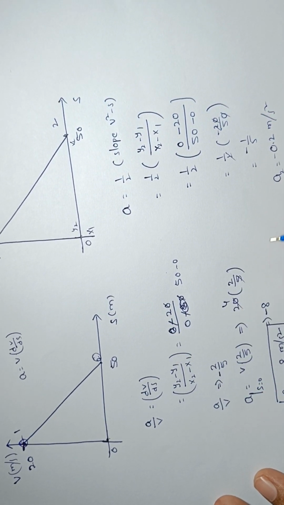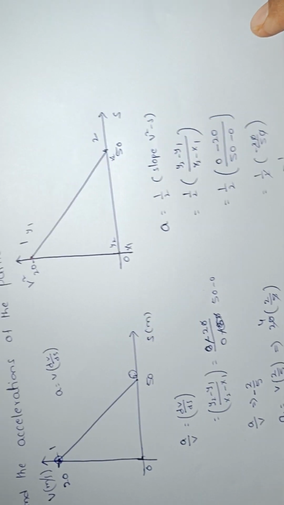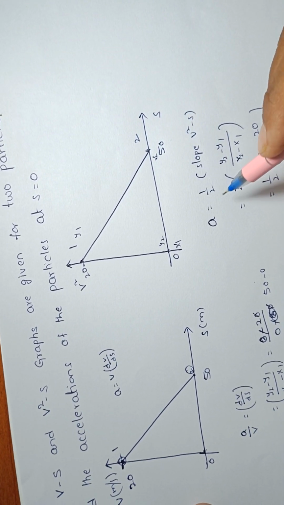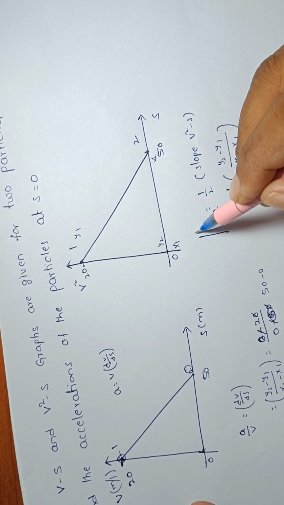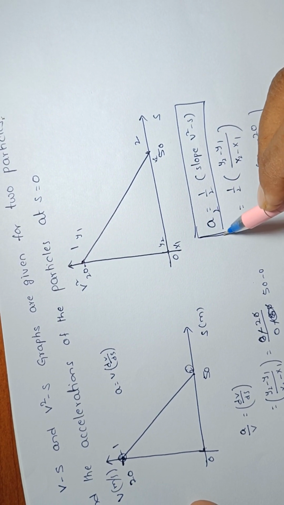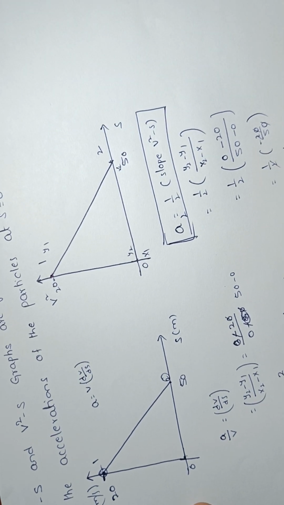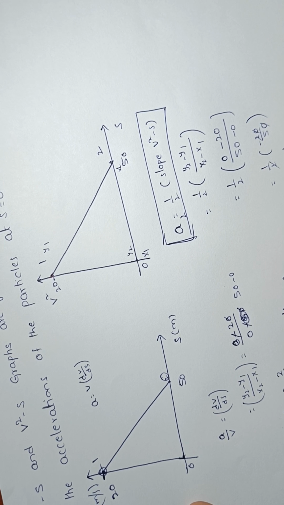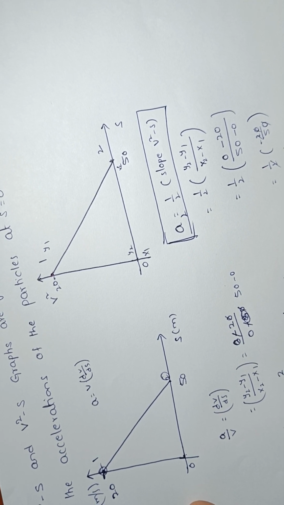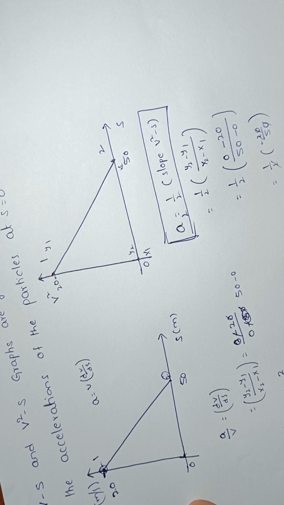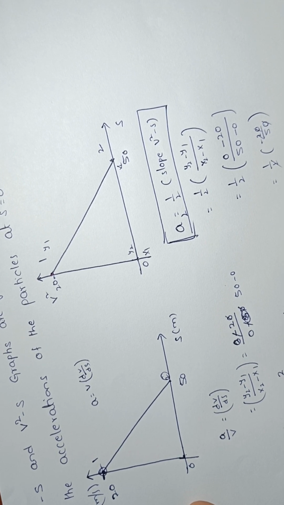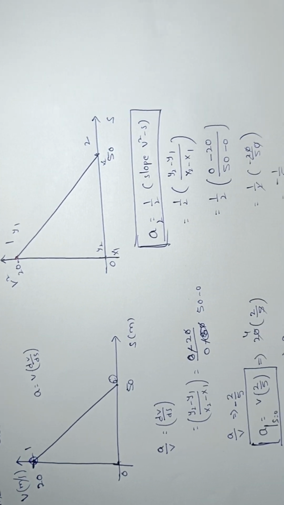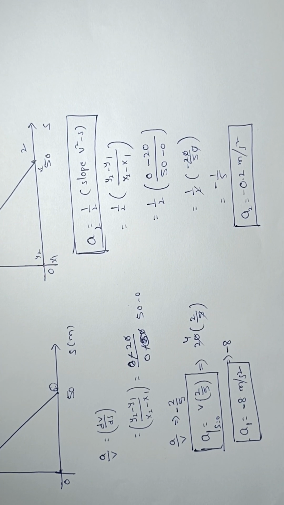This way, whenever you have the v-s graphs, you are going to calculate this. Here you calculated a2 by half into the slope on the v square-s graph. Here you calculated a as v into the slope on it. So here a1 is minus 8, here a2 is minus 0.2 meters per second square. So these are the two particles, two different accelerations from the v-s graph. Thank you.